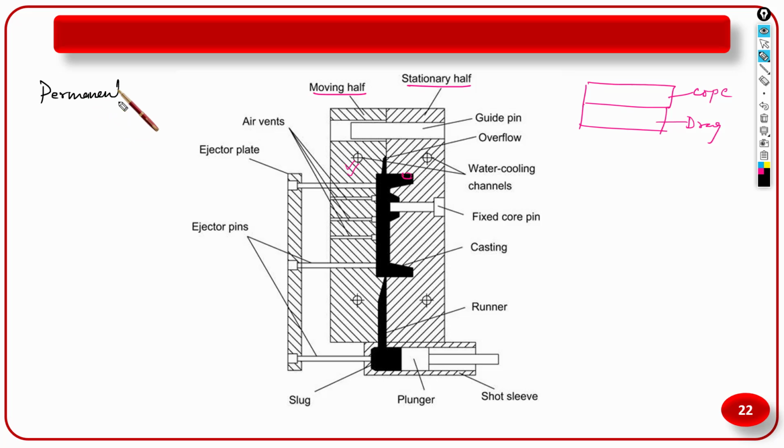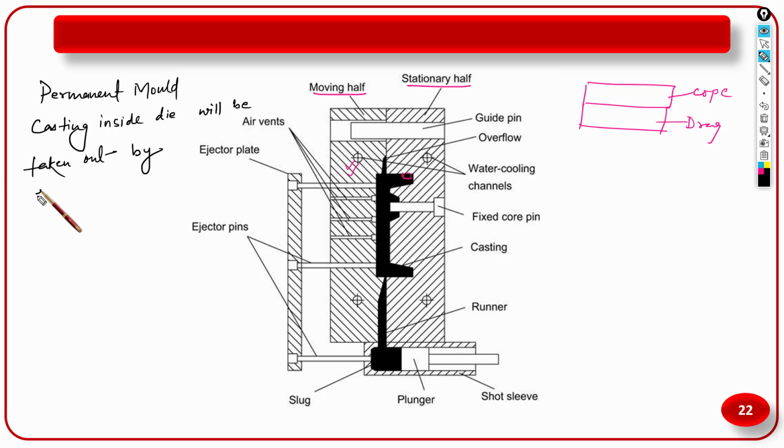the casting will solidify inside the cavity. The casting inside the cavity, inside the die, will be taken out by ejector pins.